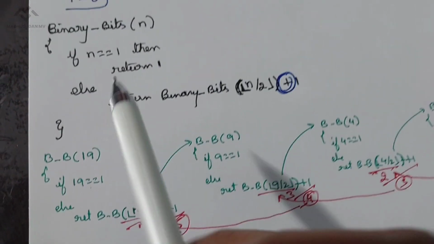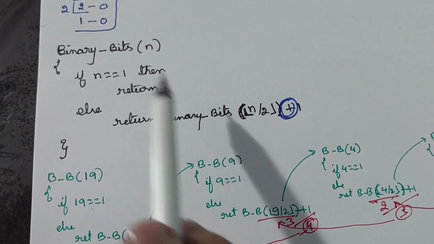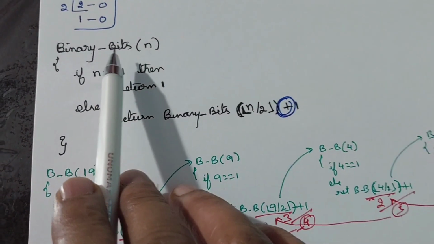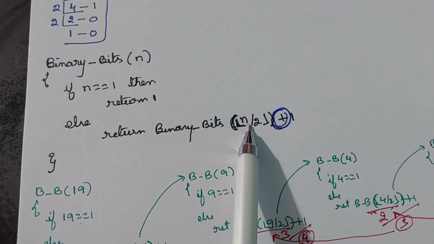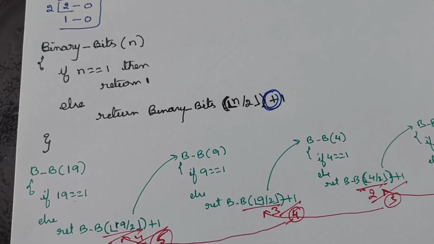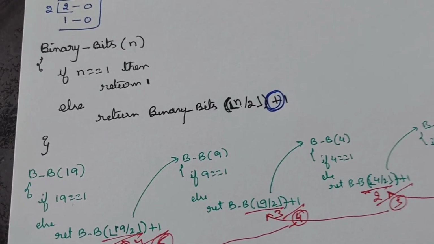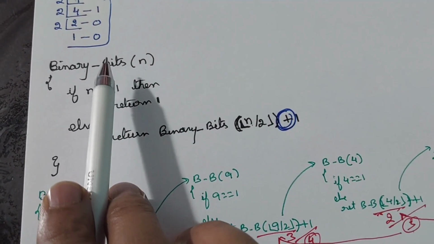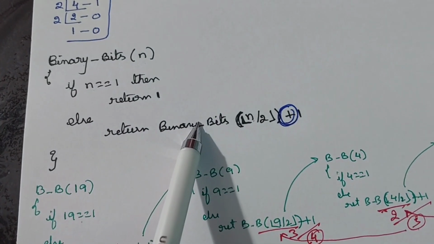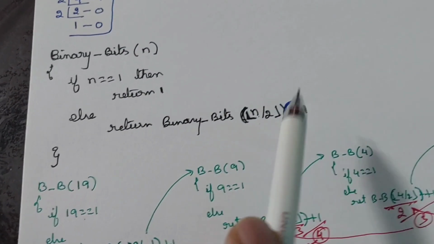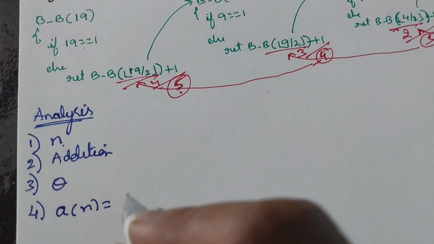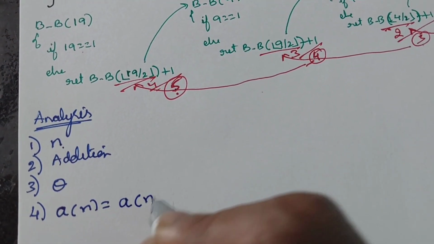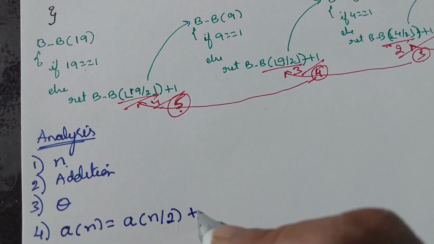Now see, a function calling itself with its half. The function with parameter n calls itself with n by 2 plus 1. Similarly, this is a function calling itself with half plus 1. Again, I'll repeat: a function calls itself with its half plus 1. Similarly, a function calls itself with its half. So, a of n by 2 plus 1.